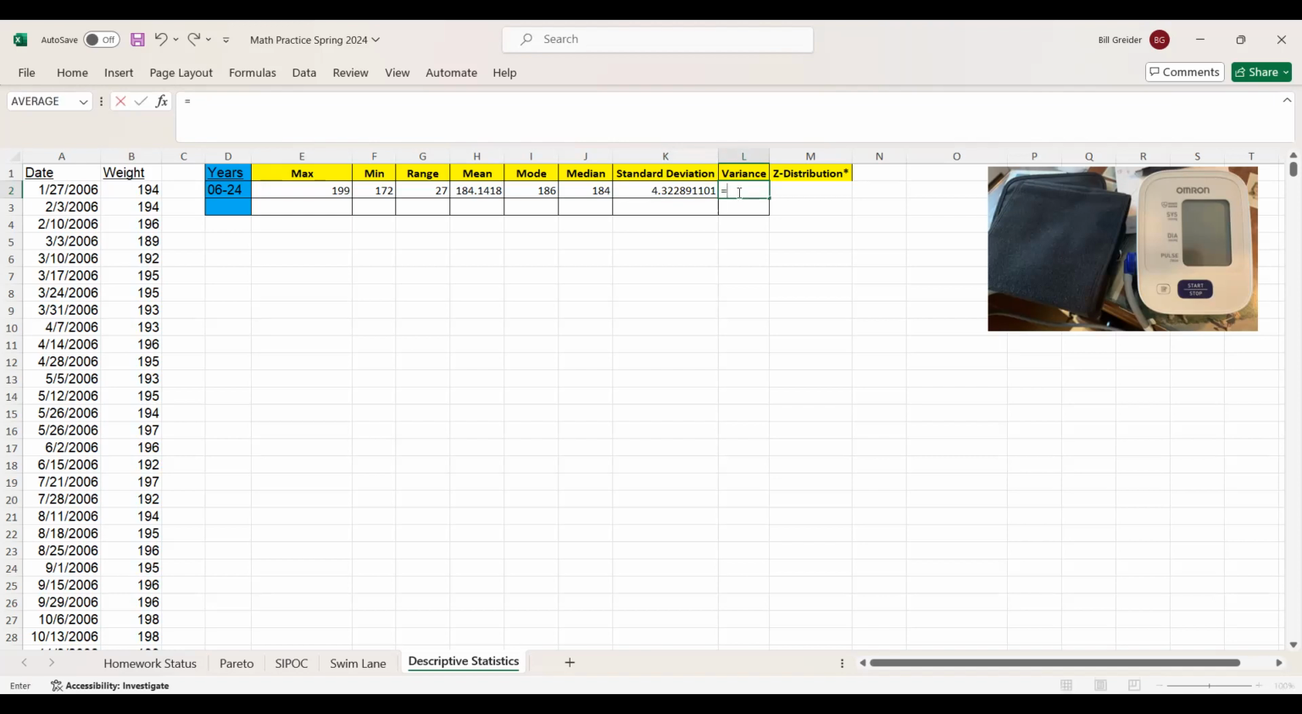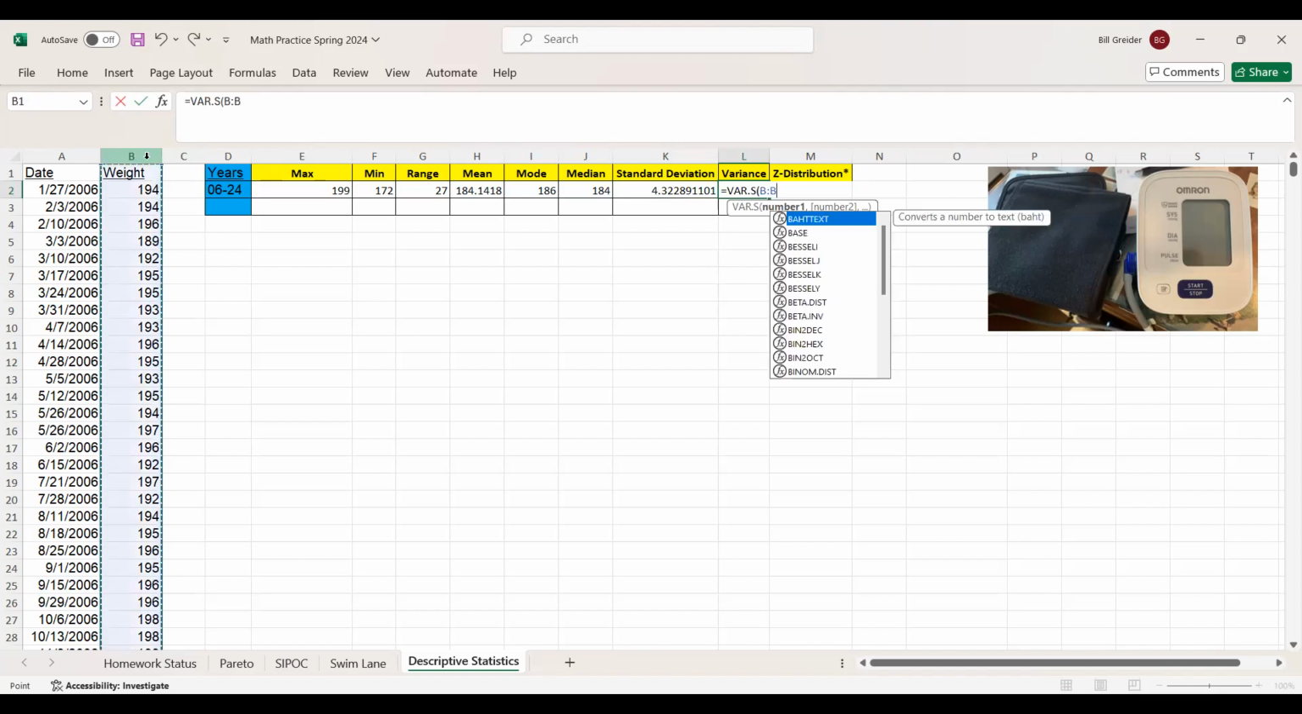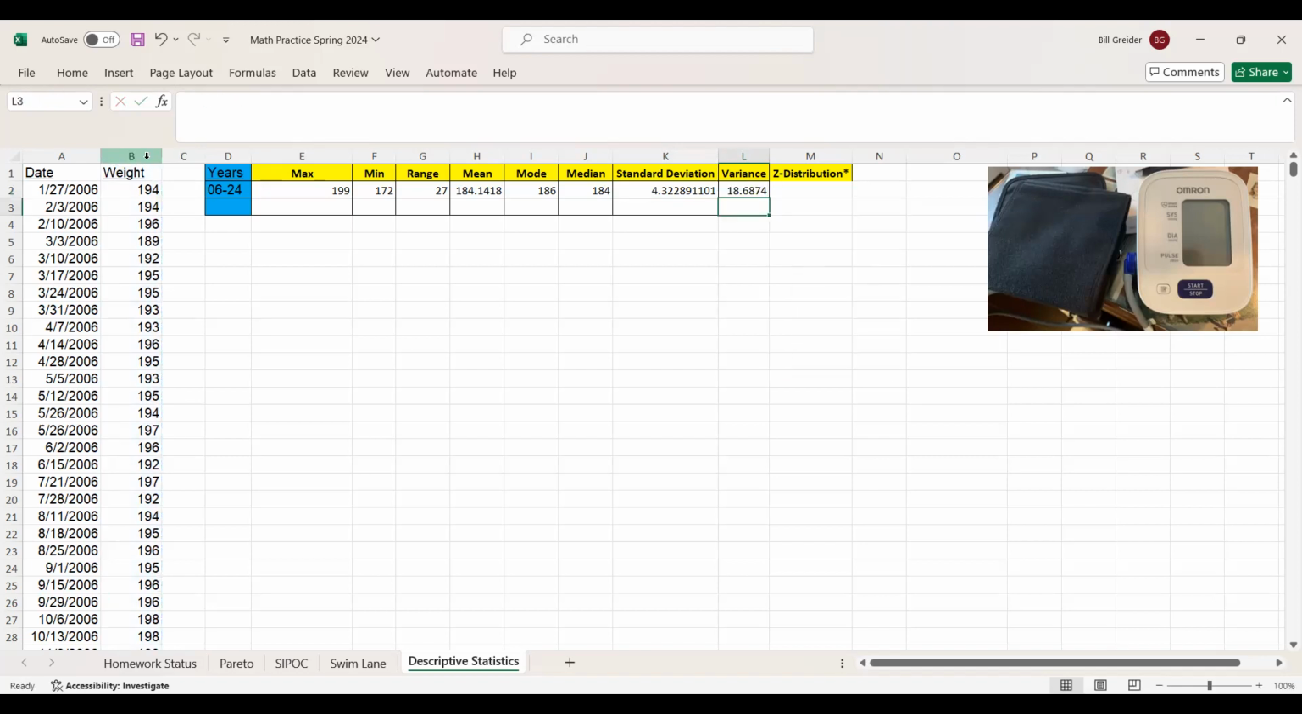So equals vary. And again, I'm going to pick S for sample. Then I'm going to grab my data, hit enter. And 4.3 squared, so 4.3 times 4.3, is 18.6. That's my variance for this data set. So this kind of gives me a sense of, maybe it's not screaming at me, but it's talking at least, my data, right? And again, picture 10,000 pieces of data, not 200 or whatever this is.